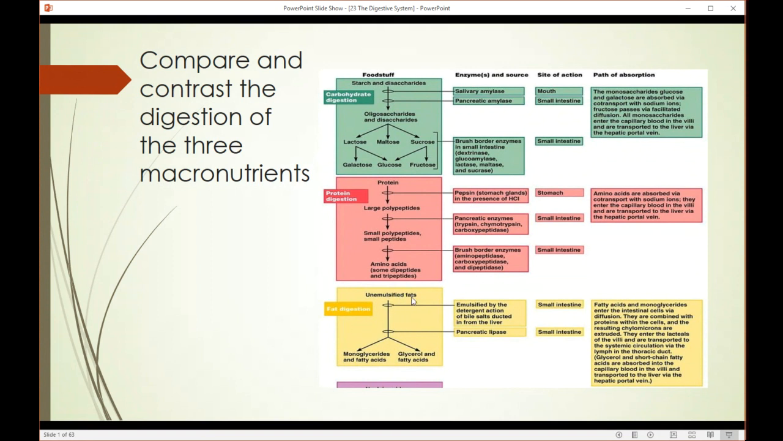And then we have our fats. So we have unemulsified fats. They're going to be emulsified. Emulsified is the term for breaking them apart with the bile salts. Okay. And we're going to break them down into monoglycerides and fatty acids, and then the glycerol and the fatty acids.